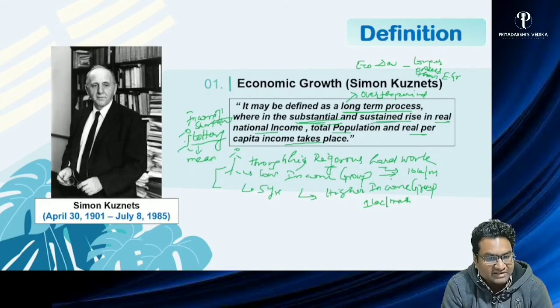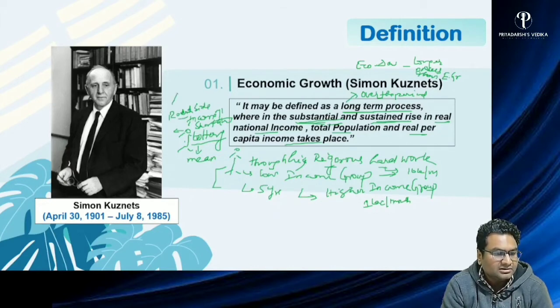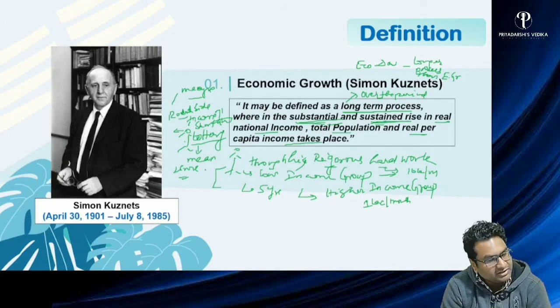And sustained rise: it does not mean that today this guy was a roadside guy with some meagre or very low income, and he has won a lottery of 1 crore rupees, that is economic growth, because this rise is not sustained. It will not sustain for a long time. The way it has come, the way it will go.